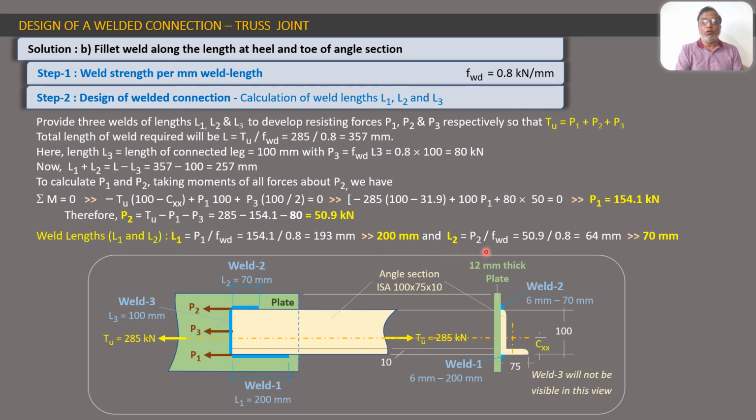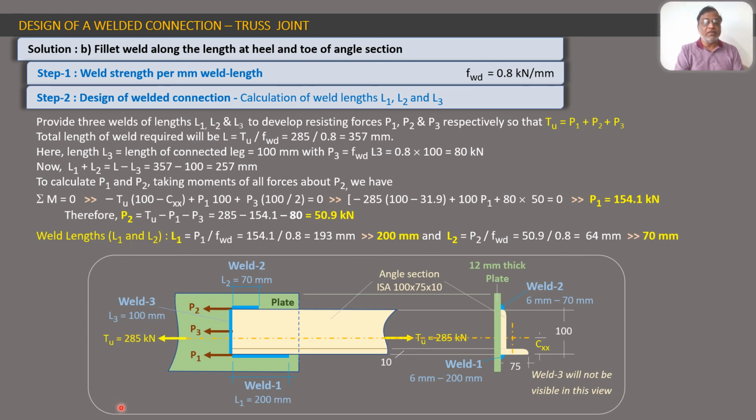Similarly, L2 is P2 upon FWD, 50.09 upon 0.8. So this gives us 64 mm, which is rounded off to 70. So finally we get the three weld lengths. So design of welded connection meant calculation of weld lengths L1, L2 and L3. So we get the weld lengths as L1 equal to 200 mm provided here, L2 is 70 mm and this is 100 mm.